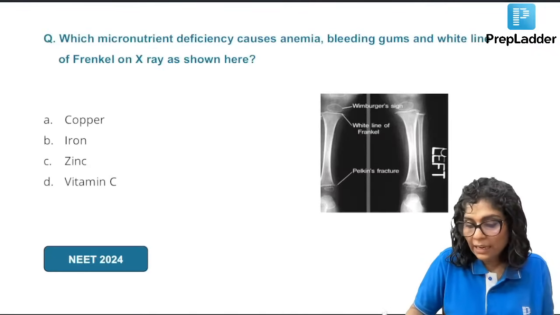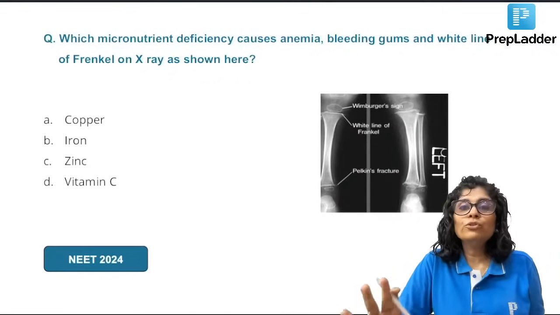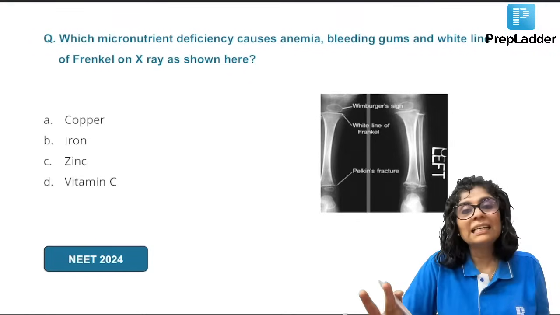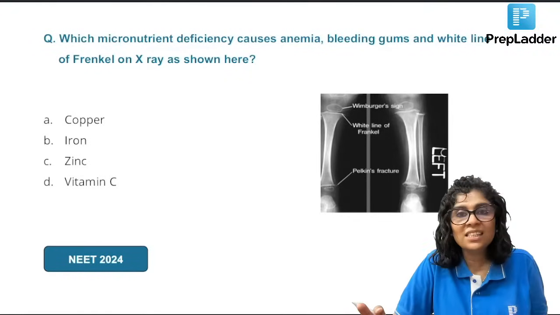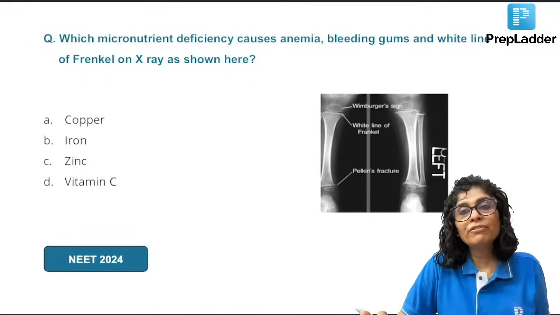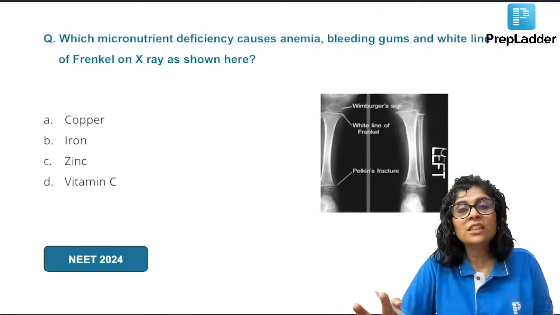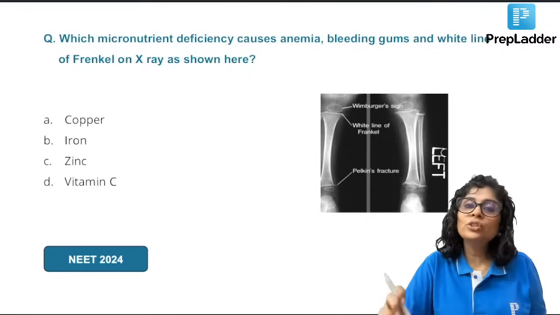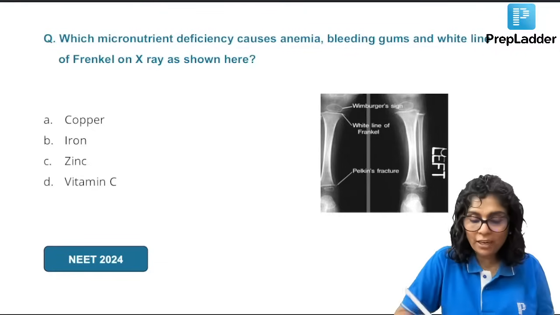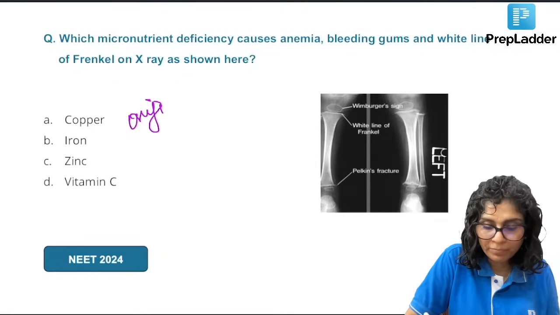What is white line of Frankel? I want you to know that scurvy is a defect of metaphysis. Why is it a defect of metaphysis? Because that is where you see the growth plate. What should happen in growth plate? In growth plate, ossification should happen.